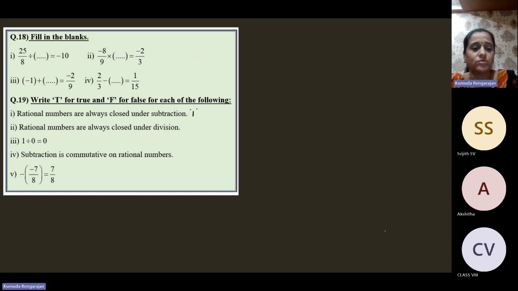Okay, so this is true. Rational numbers are always closed under division? No, not always closed under division. False. 1 divided by 0 is 0? False, ma'am. 1 divided by 0 is not equal.